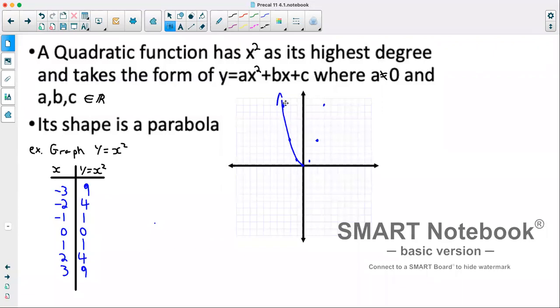So our parabola looks like this. So you can see it varies from a linear function in that it's not straight, and our slope is constantly changing. Now we'll go into some more things about parabolas.